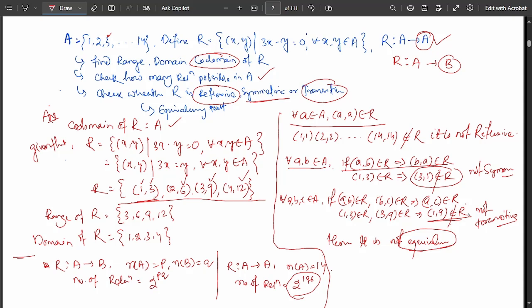Okay, this is all about the types of relation and range, domain, codomain.